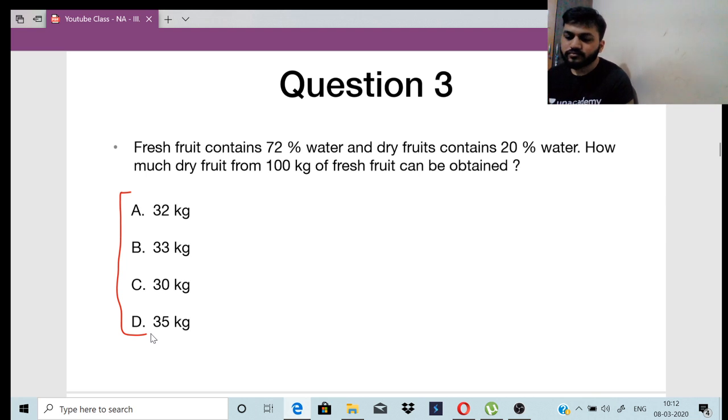Okay, so here I go by the equation method. If you guys can formulate this by the alligation method also, it's fine. By the alligation method, you'll get the ratios, right? You have to find out how much dry fruit will be there. Okay, that you have to find out.